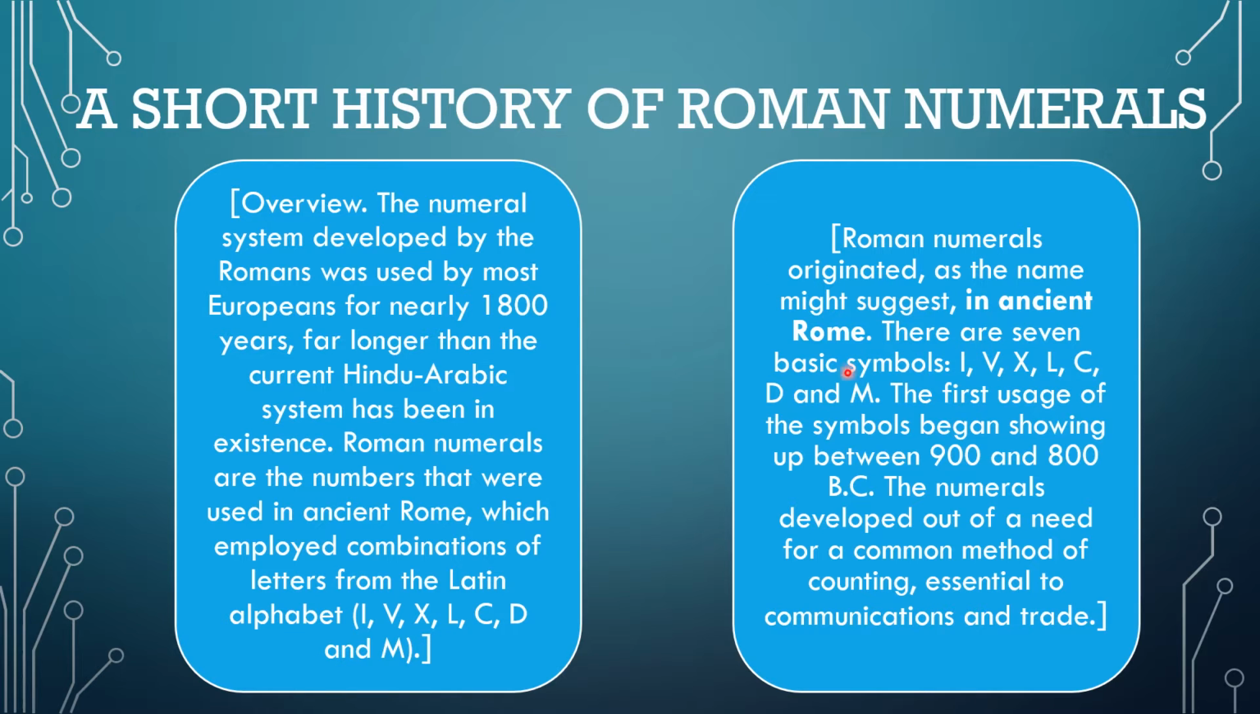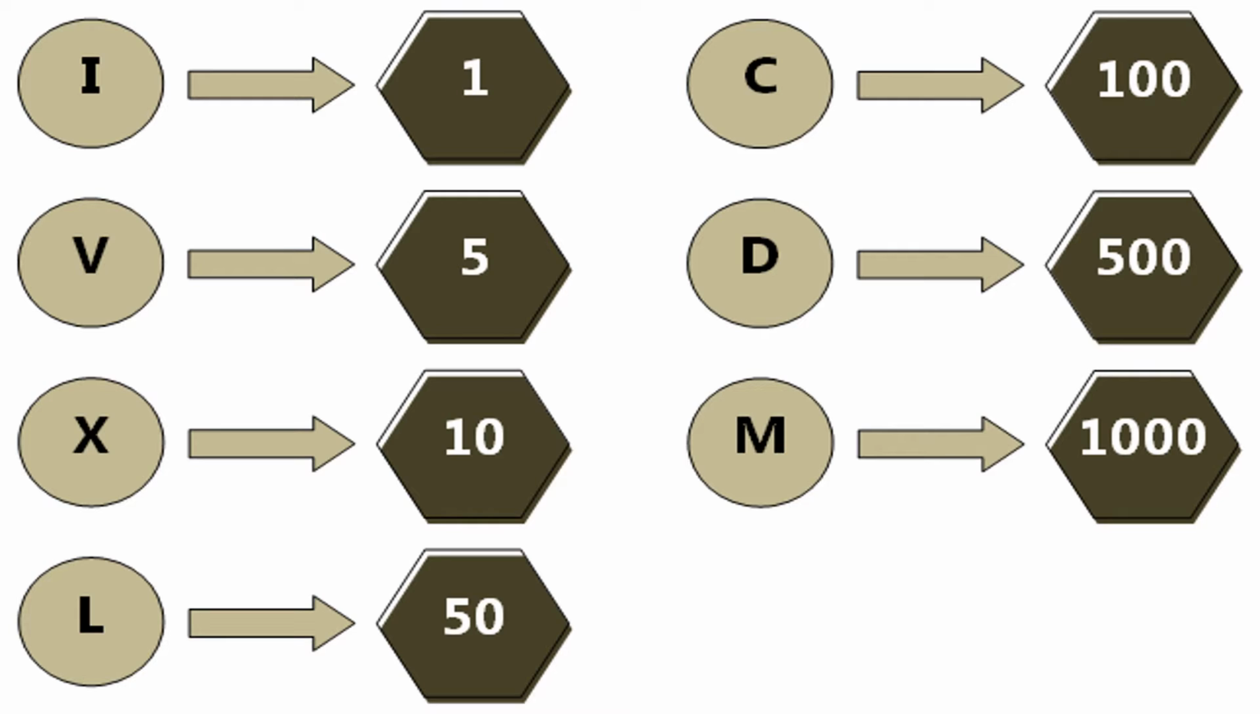There are 7 basic symbols. The first usage of the symbols began showing up between 900 and 800 BC. The numerals developed out of a need for a common method of counting, essential to communications and trade. You just need to memorize and understand these letters.